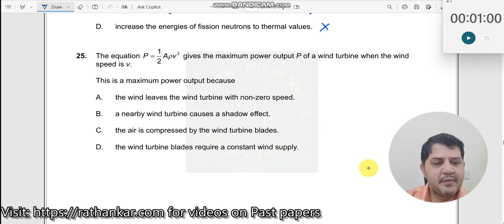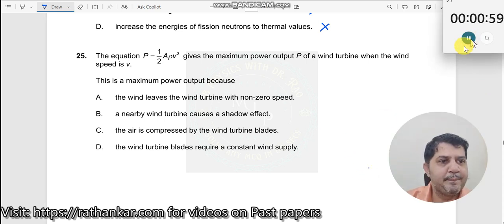Okay, question number 25. The equation P = (1/2)ρAV³ gives the maximum power output P of a wind turbine when the wind speed is V. This is the maximum power output because the wind leaves the wind turbine with non-zero wind speed.